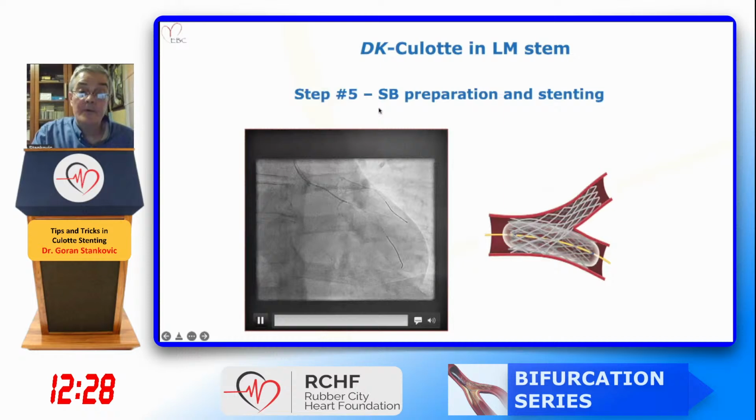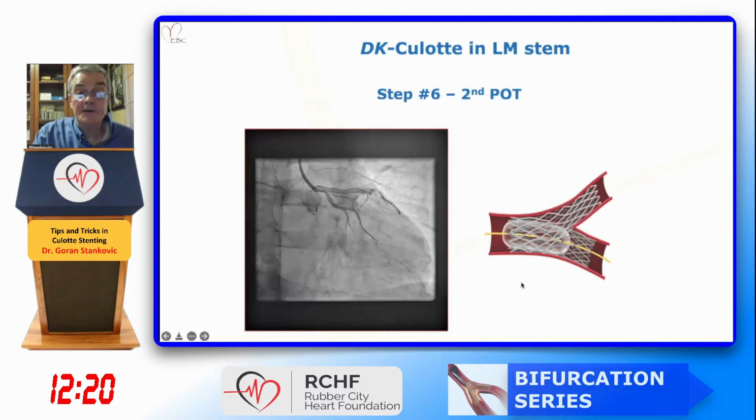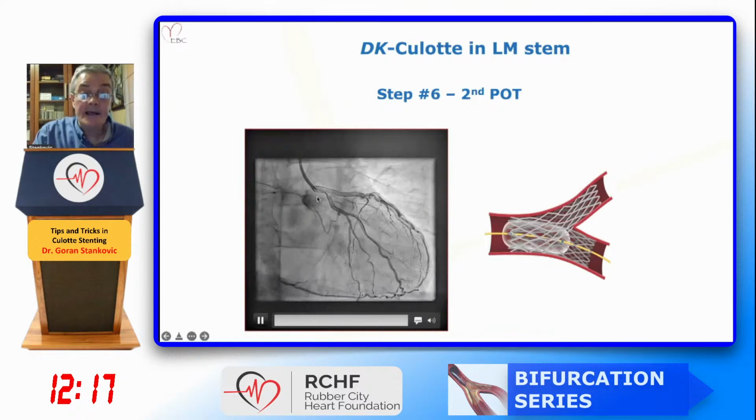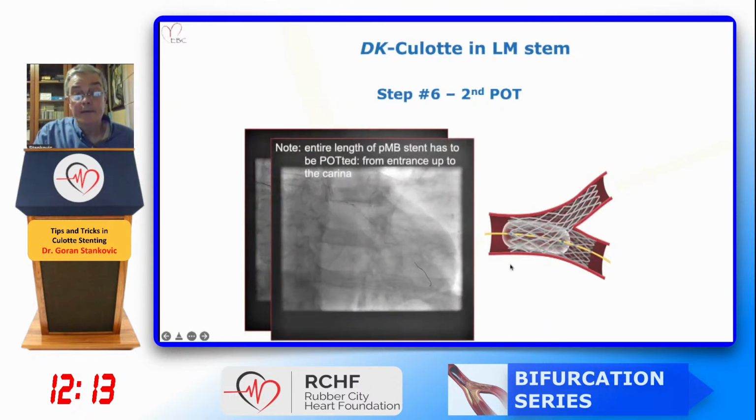After that, we stent the circumflex. This is stenting of the circumflex. Again, disengage the catheter. And then second POT. After each stent, we do POT. Position of the, you see, distal marker at the carina.